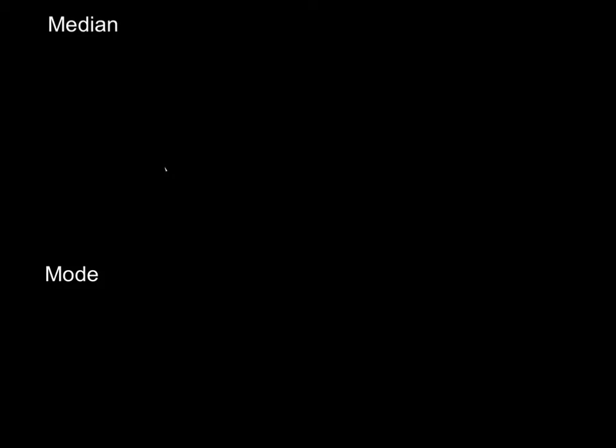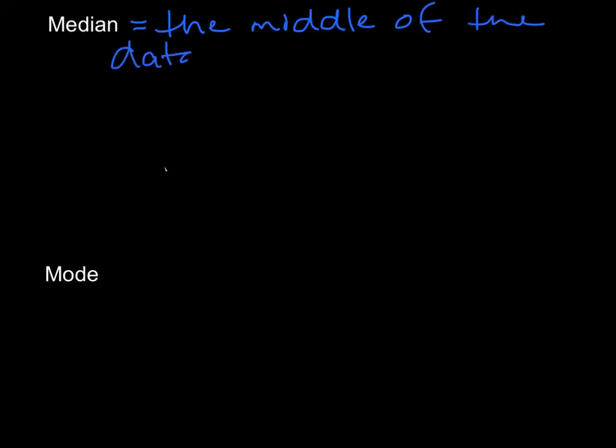Okay, so let's do the median. The mean is the average, so that gives us one way to represent the data. But the median is a different way to represent it. The median is the middle data value, or the middle of the data set, I should say, because it's not always an actual data value. Depending on whether we have an even or odd number of data values, it's not always a value in the set. So, the middle of the data set.